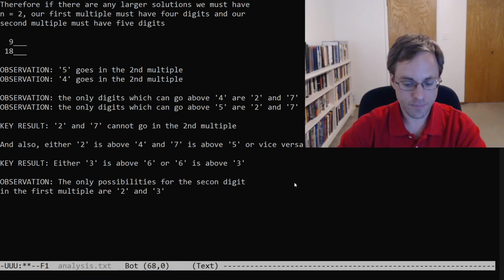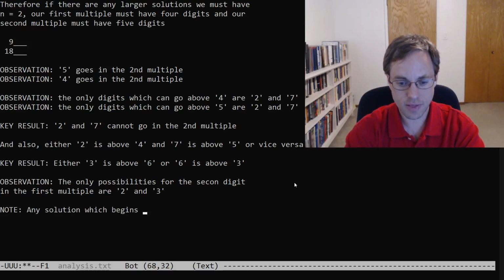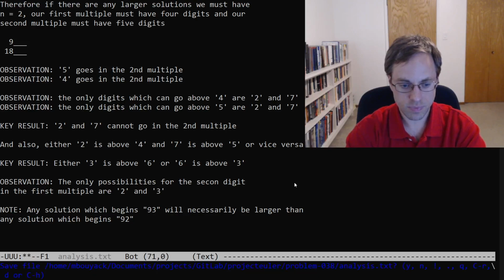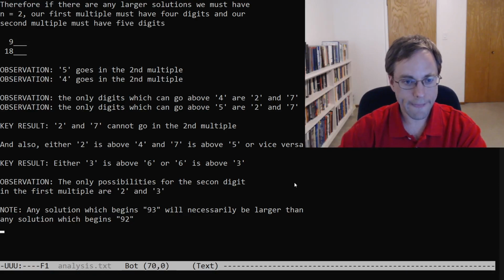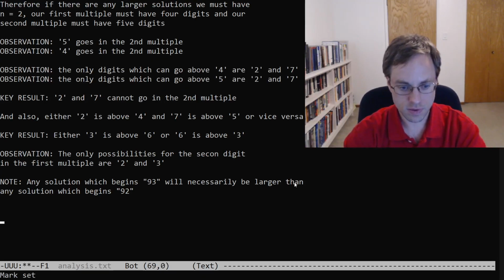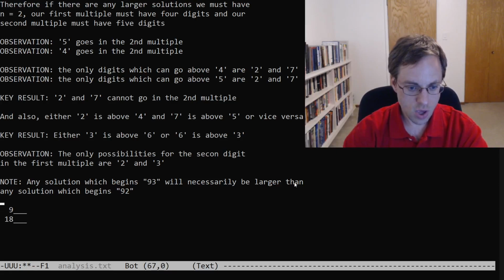But if we do find any, they will necessarily be larger than any which start with a 2. So let's just, we'll say note, any solution which begins 9, 3 will necessarily be larger than any solution which begins 9, 2. Okay, so going back up to our partial solution here, let's move this down to the end. We can try putting in a 3 here.